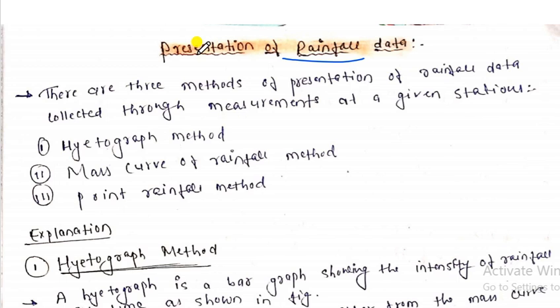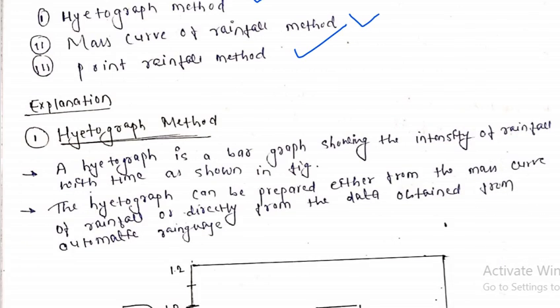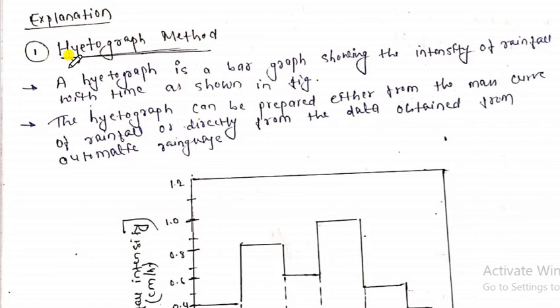There are 3 methods which can be used to represent the rainfall data: the hyetograph method, the mass curve of rainfall method, and the point rainfall method. Lots of multiple choice questions come from these types of concepts, so understand this concept very clearly. Here a hyetograph is nothing but the representation of intensity of rainfall versus time. The intensity of rainfall should be represented on the y-axis, and time on the x-axis. As you know, time is independent of the intensity, so we represent the independent quantity on the x-axis and the dependent on the y-axis.